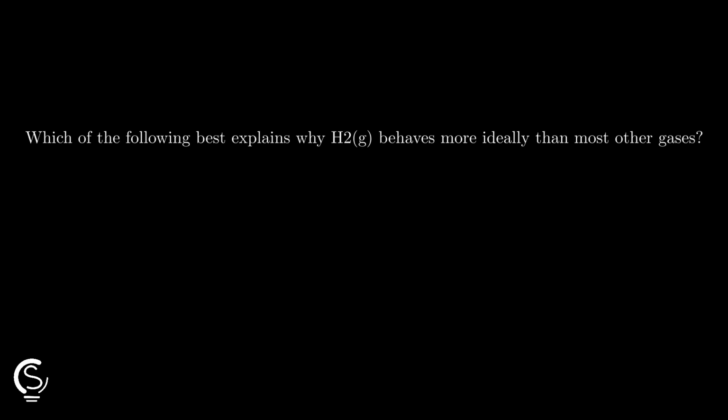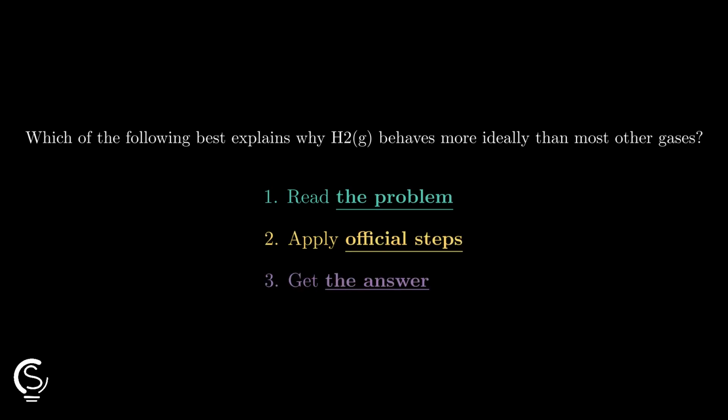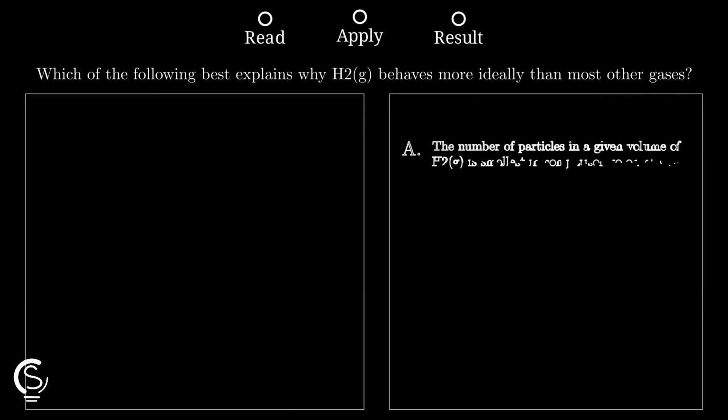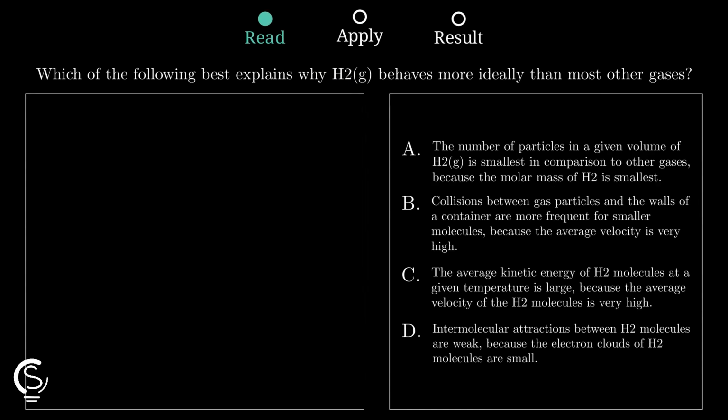I got your back. Hydrogen looks tricky, but this one is fast. The key is knowing what makes a gas act ideal, then matching that idea precisely. Ideal gas behavior assumes particles have essentially no intermolecular attractions. So the best explanation must focus on why H2 molecules barely pull on each other, not on speed alone.